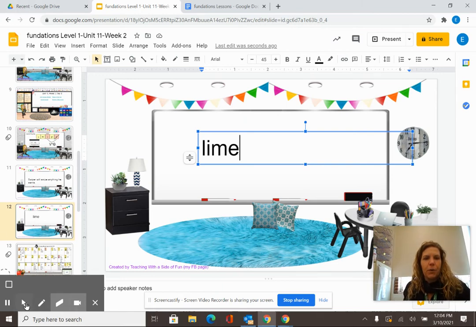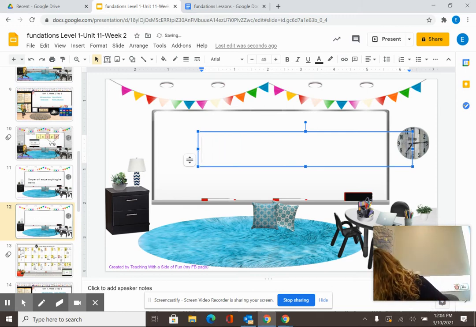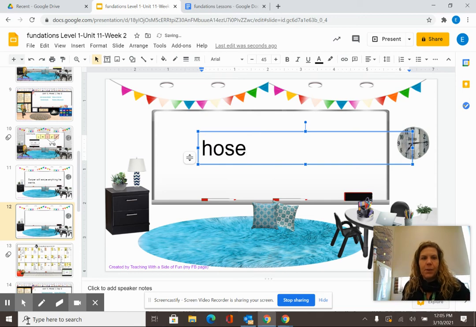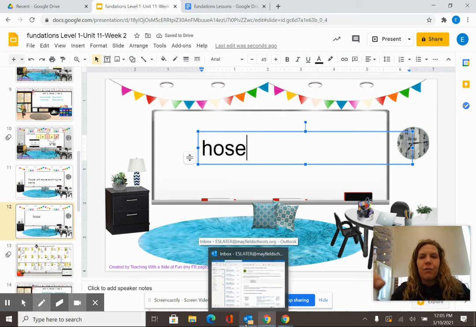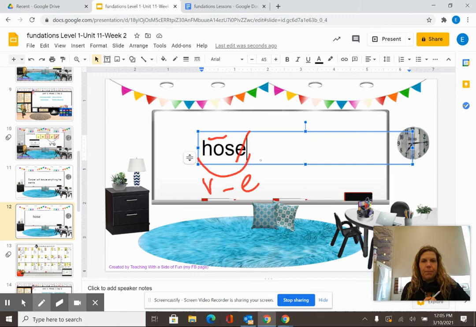All right, the next word I want you to write on your board is hose. I took the hose to water the garden. Hose. Is this what you have, boys and girls? And then don't forget, you will cross the E out, put your line above the O, and then put V-E for vowel, consonant, vowel, or E. All right, how'd you do?